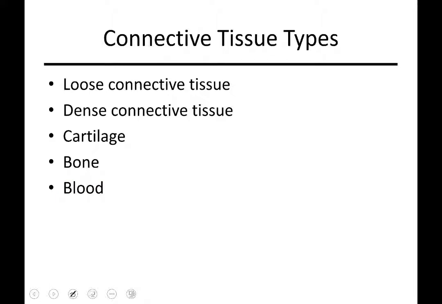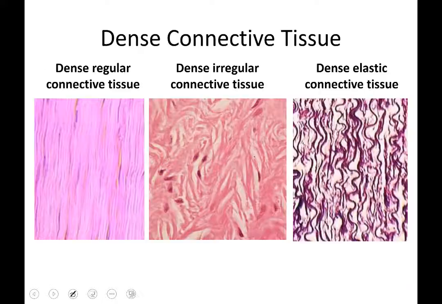Bone and blood are their own. Each one of the other categories has about 3 subsets. So this is where connective tissue can get a little out of hand quickly unless you stay organized. Of the dense, these are the 3 you're going to need to know.